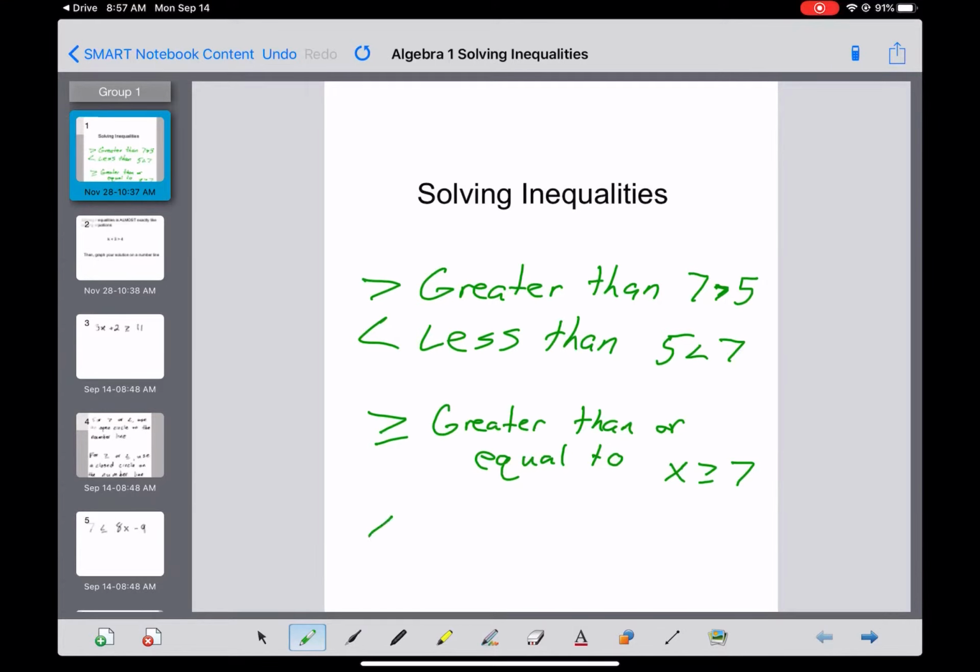And then I could have less than or equal to. So less than or equal to. So if I had x is less than or equal to 5, that would just mean x has to be any number that's either less than 5 or x is allowed to be 5, but definitely nothing bigger than 5. So we're going to work with trying to solve some of these.